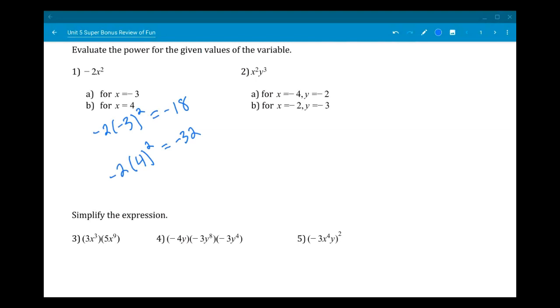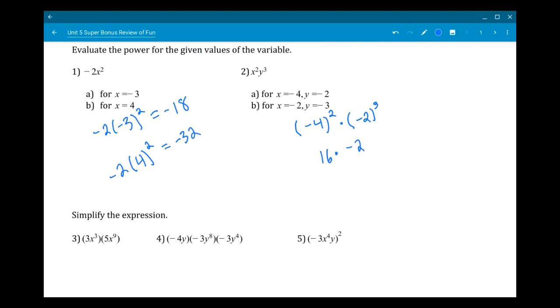For number 2, you're going to be plugging in for both those numbers and then using multiplication to combine those things together. Okay. So for example, for A, you're going to be doing -4 squared times -2 to the third. Again, order of operations will still apply there. So you'll square -4 first. You'll cube -2 second.